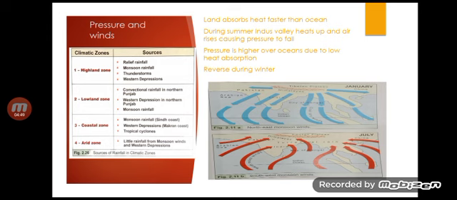So most of the rainfall in Pakistan happens due to either monsoon winds or Western depression. The next topic that we are going to study is pressure and winds. The whole monsoon system actually depends on the air pressure above the Indus Valley or Pakistan as a whole.